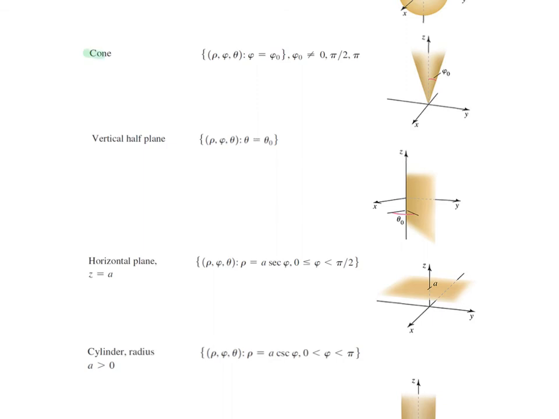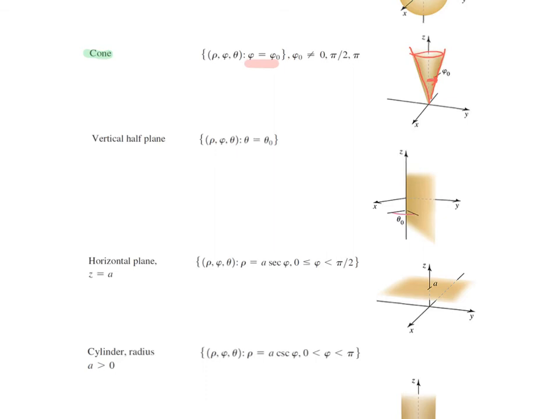A cone, you can also define using spherical, and basically the same. You're just taking some phi value, going out some phi value from the positive z-axis, and you're stopping. And you're taking all your theta values from 0 to 2 pi and all your rho values, so that would give you your cone.